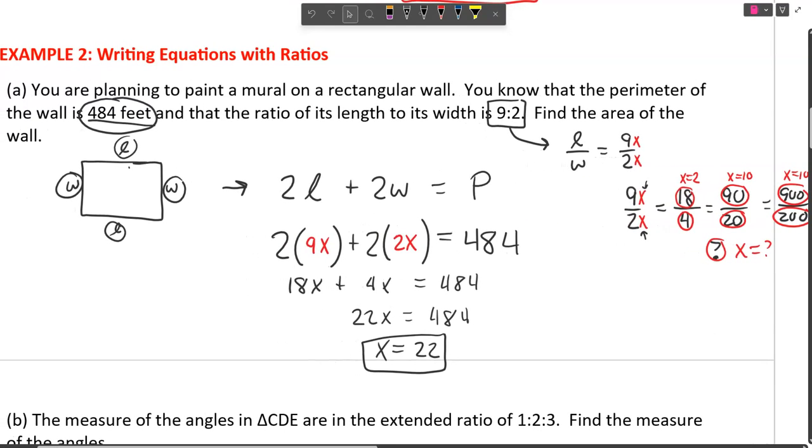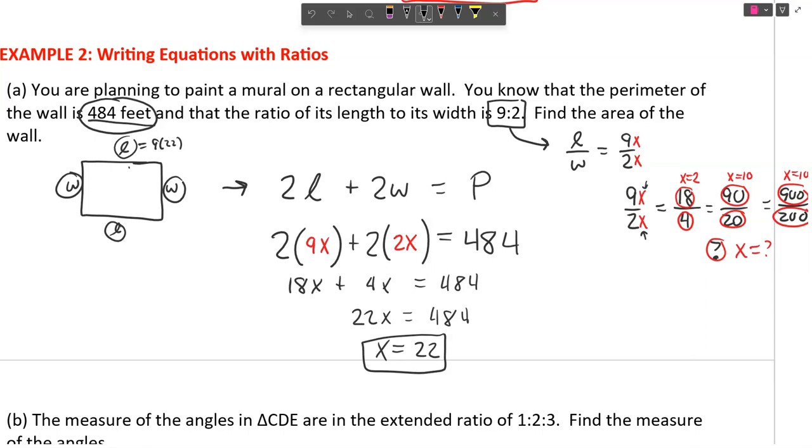So if my length was denoted by 9x, we would say my length is 9 times 22, and that can give me 198. So my length is 198. My width is denoted by 2x, so we're going to do 2 times 22, which is 44. So my length and width is 198 by 44.